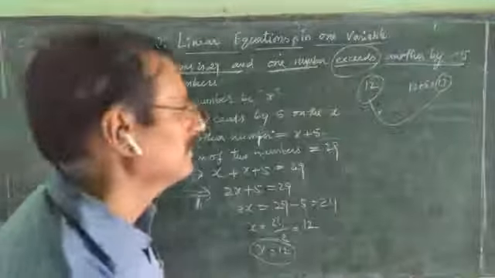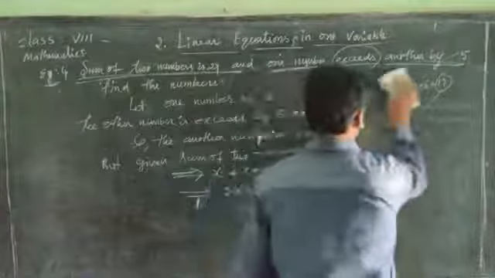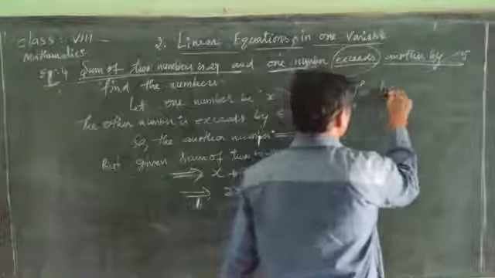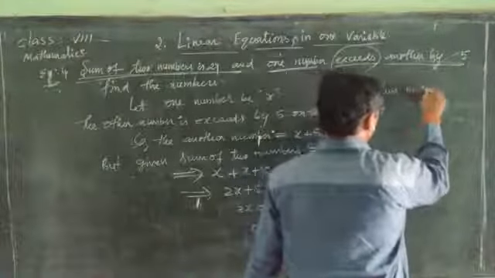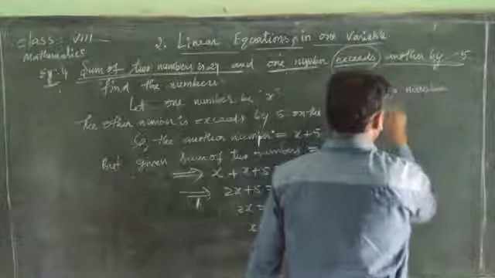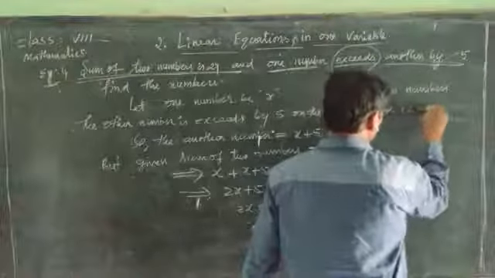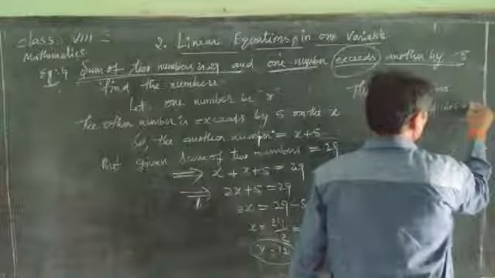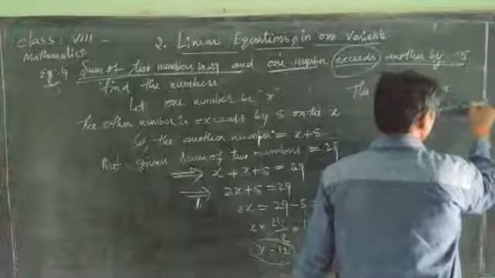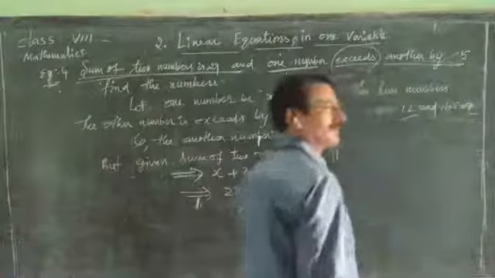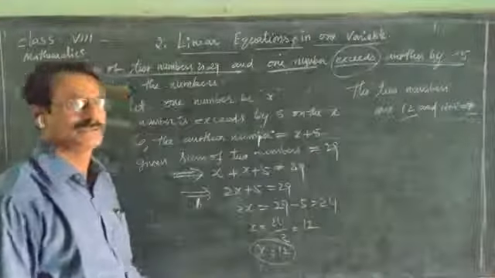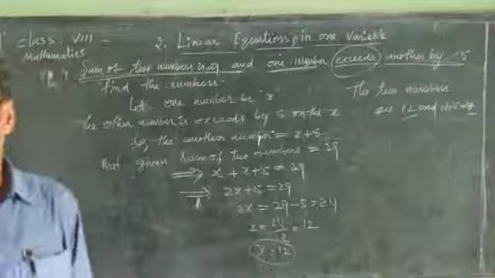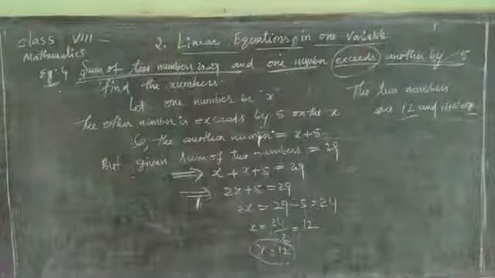So how to write them? Therefore, the two numbers are 12 and 12 plus 5, equal to how much? 17. These two are the two numbers whose sum equals 29. You understand? You observe once clearly.